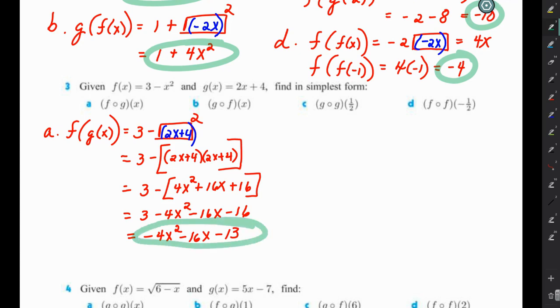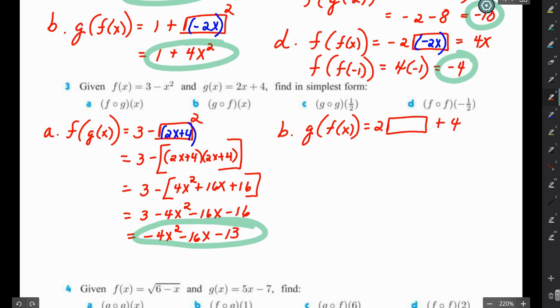All right, let's go on to letter B. All right, g of f of x. G is our lead function. Put a box wherever we have x. Inside the box goes the inner function, which is in this case f. Okay, distribute the 2. You get 6 minus 2x squared plus 4. Final answer here would be minus 2x squared plus 10.